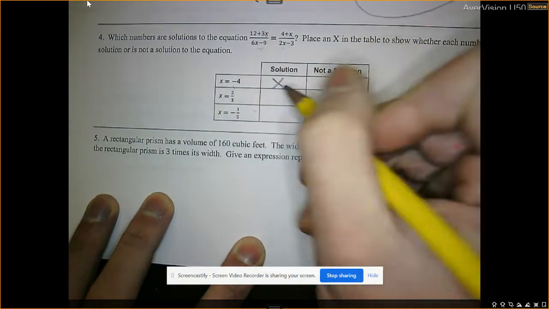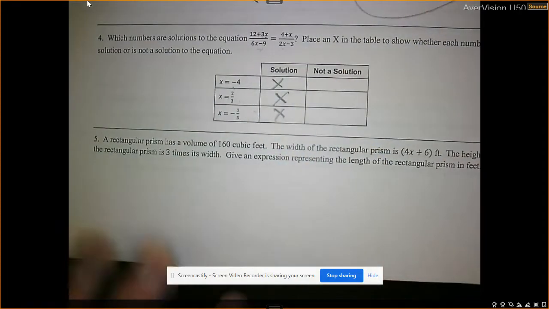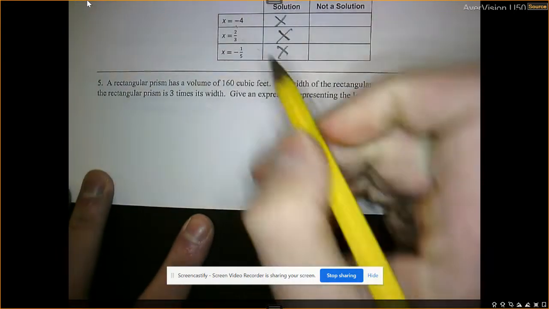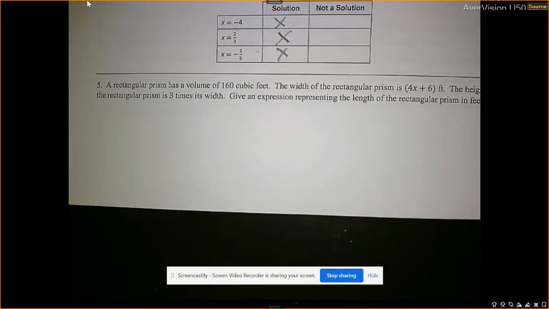Okay, hopefully you did those. They all are solutions, actually, in this case. But you got to know how to do that, okay? There's a problem just like it. Got to know how to do it. You're just plugging them in to see if it leaves you with the true statement. Plug those values in for x.